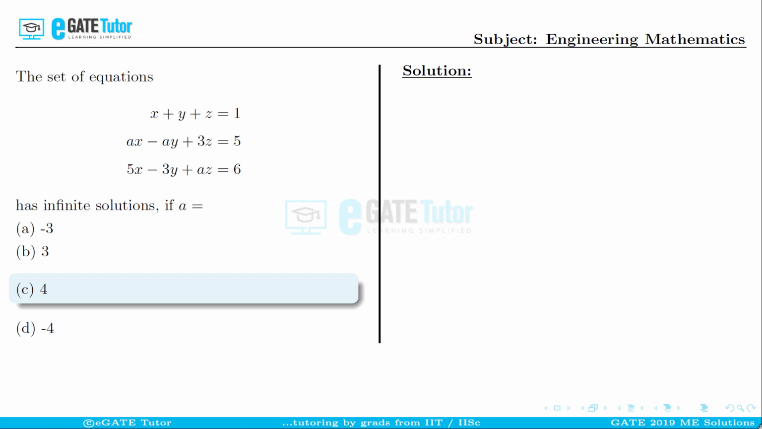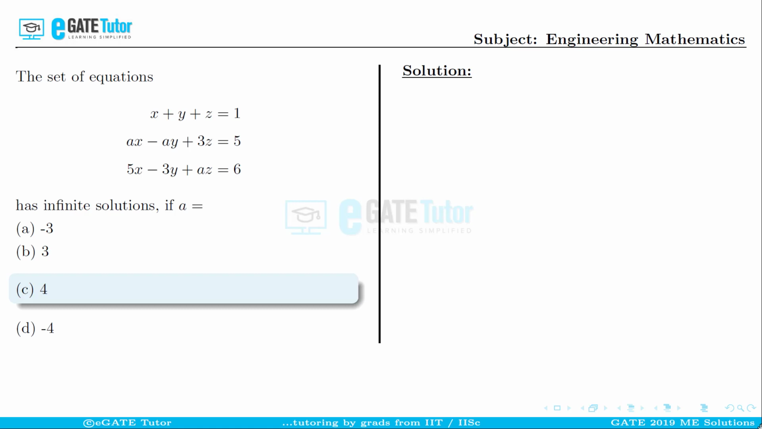This question is from engineering mathematics for 2 marks. The set of equations x + y + z = 1, ax - ay + 3z = 5, 5x - 3y + az = 6 has infinite solutions if a is equal to. For this multiple choice question, the correct answer is option C. Let's proceed to the solution.